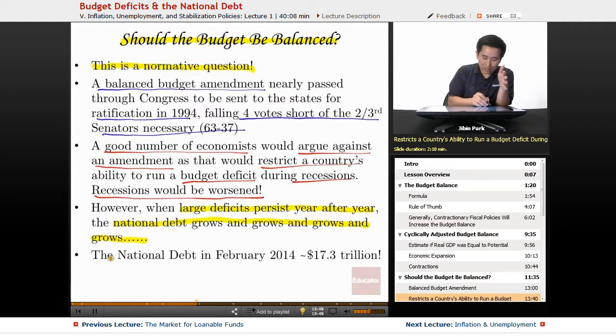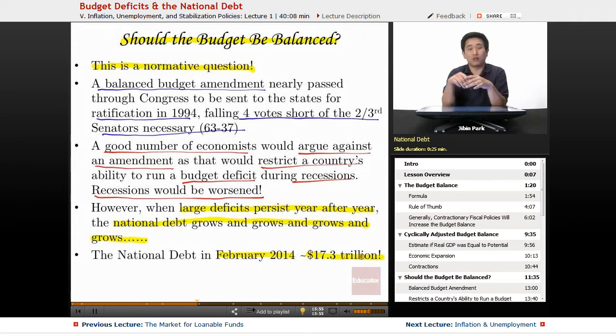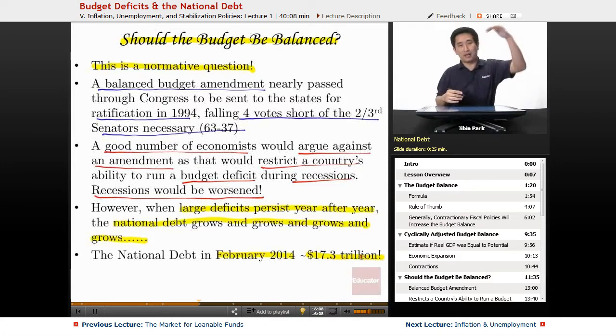In the United States, the national debt in February of 2014 totaled $17.3 trillion. There are a lot of different debt calculators you can find online, but basically, when you accrue deficit after deficit year in, year out, it goes to reason that the debt will get massively higher and higher, which is what it's done over the past couple of years.